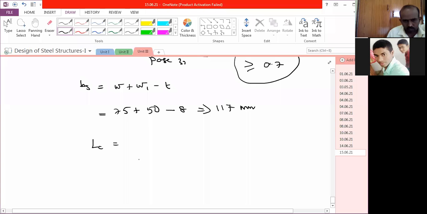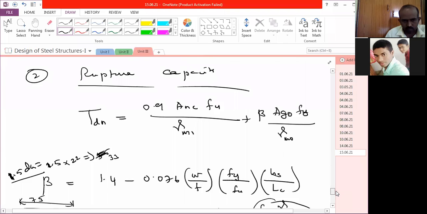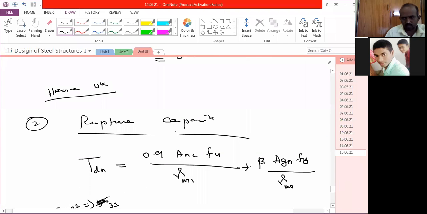So time is very limited, so I will stop it here. Okay. So calculation of steps 1, 2 or 3 are balanced. Rupture capacity as well as block shear capacity is remaining, so that we will discuss in the next class. So you have to join in the next class also.